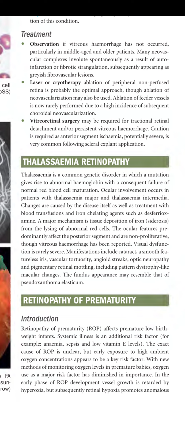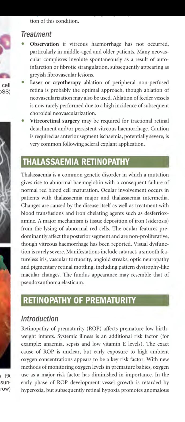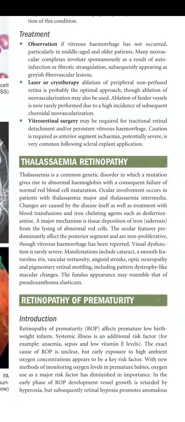Introduction: retinopathy of prematurity (ROP) affects premature low birth weight infants. It affects basically low birth weight infants, usually less than 1500 grams. Systemic illness is an additional risk factor, for example, anemia, sepsis, and low vitamin E levels. The exact cause of ROP is unclear, but early exposure to high ambient oxygen concentration appears to be a key risk factor. With new methods of monitoring oxygen levels in premature babies, oxygen use as a major risk factor has diminished in importance.